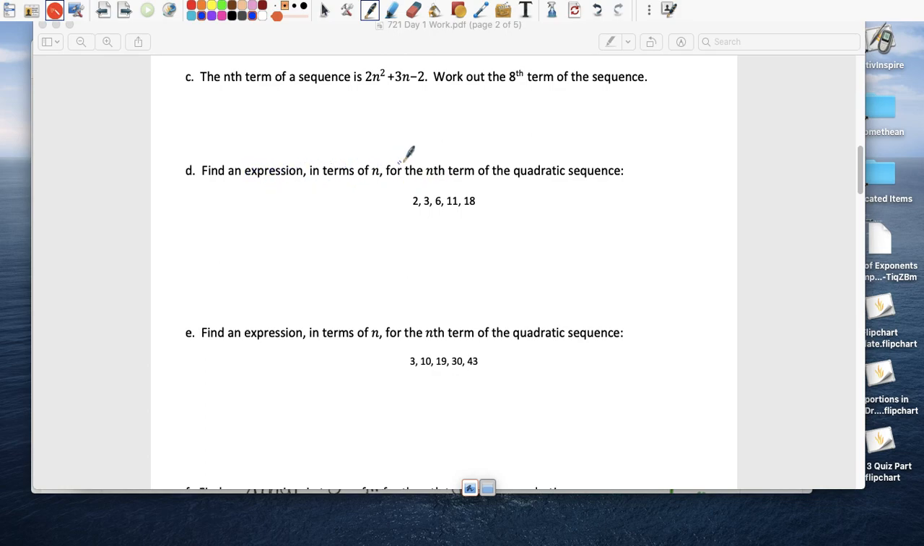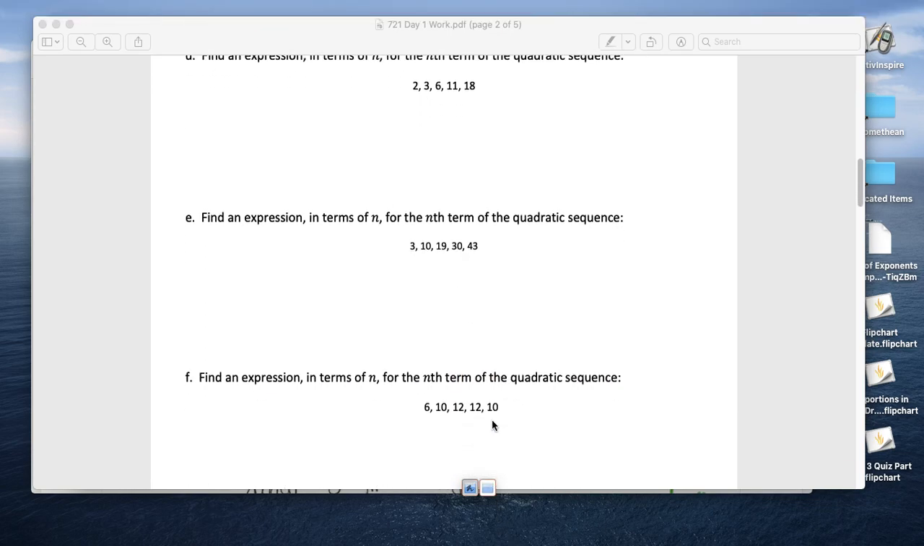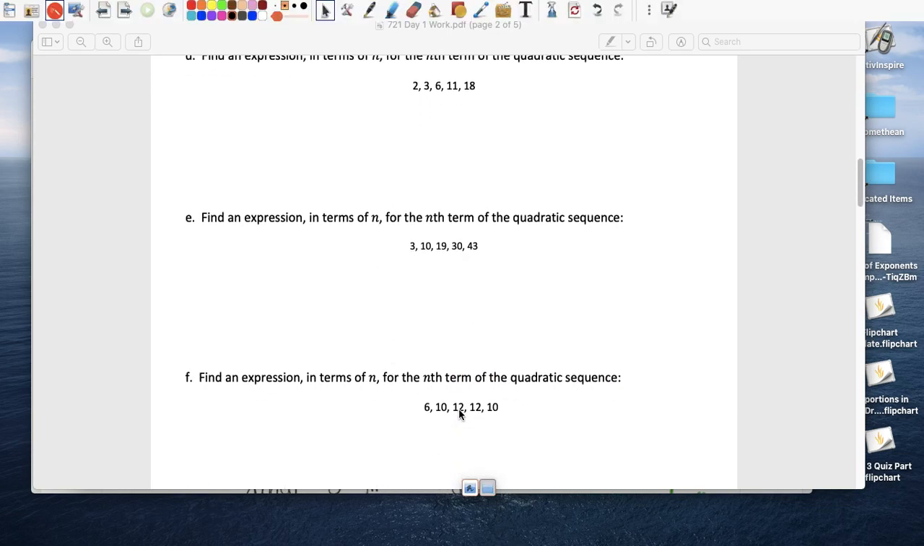You find an expression in terms of n for the nth term. So this one, again, we have to do the first difference and second difference, and that's what we're doing right now. So let's do that. All right, so again, first, 1 to 3 is 2, 3 to 6 is 3, 5, 7. So we have to take the second difference, so that was 2, 2, 2.